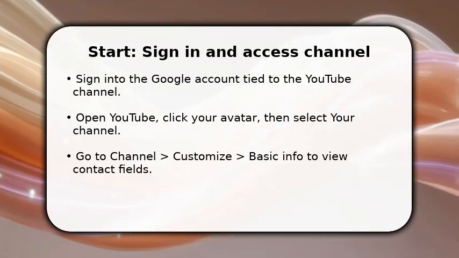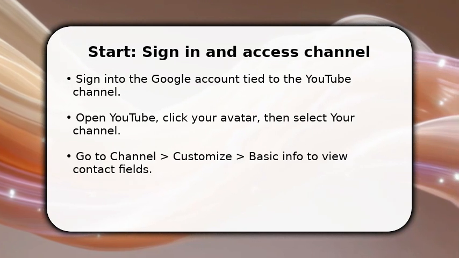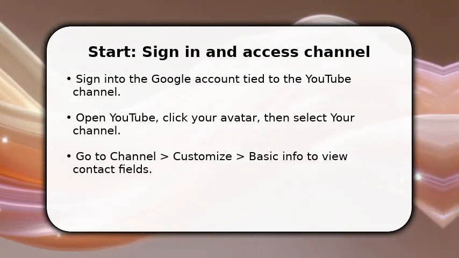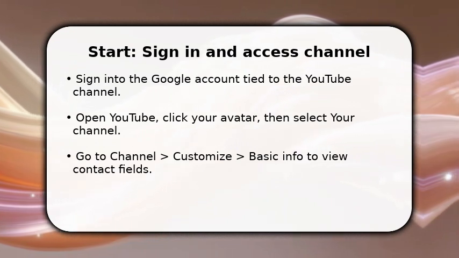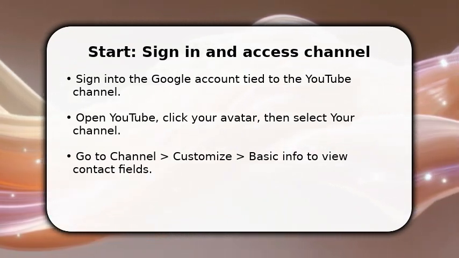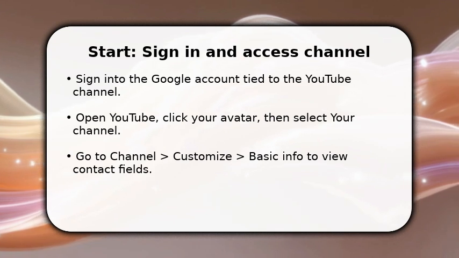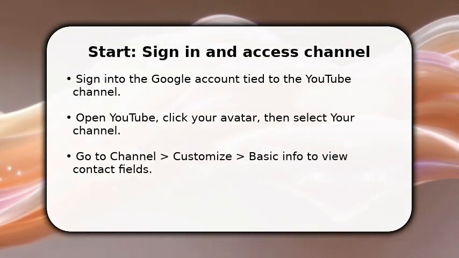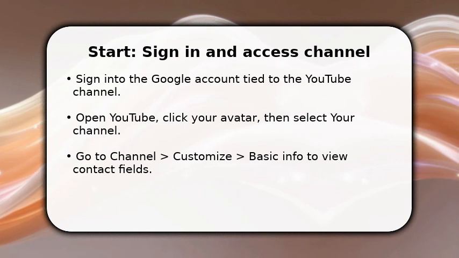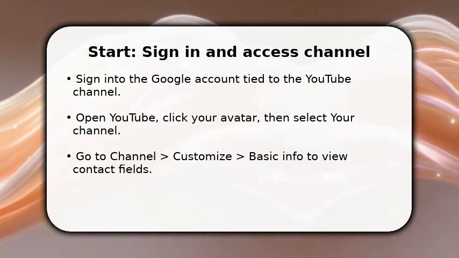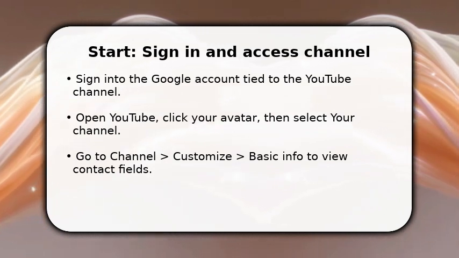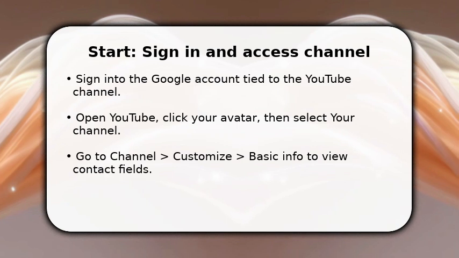You sign in with the Google account linked to the channel, then go straight to your channel. Once there, click Customize to open YouTube Studio customization. You want basic info visible. That's where creators put a business email or contact form link. If you control the channel, add or edit the business email field now so it becomes discoverable on the About tab. Make sure channel verification and account type are set correctly so contact details can be shown.